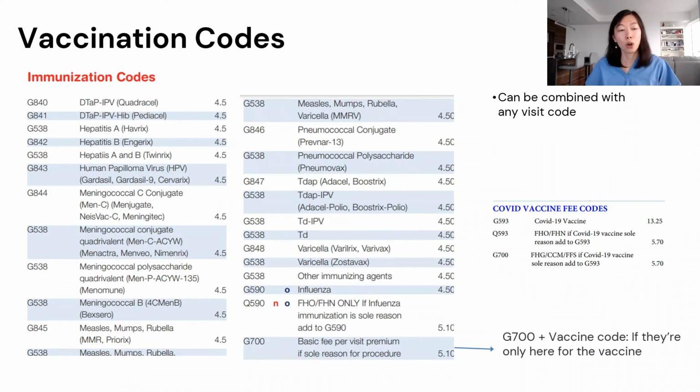So the next thing to know about is vaccination codes. These codes can be combined with any visit code. And there are now COVID vaccine codes as well, which I've also listed on the screen. And there are certain differences between whether you're in a FHO or in a FHG, so just something to keep in mind as well. If they're only here for the vaccine by itself, you can bill a G700 plus that vaccine code.